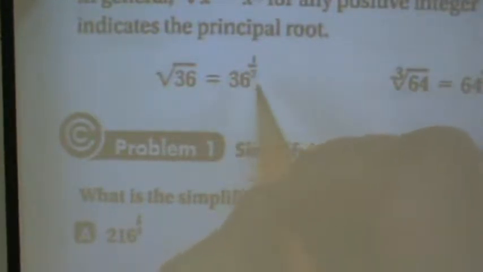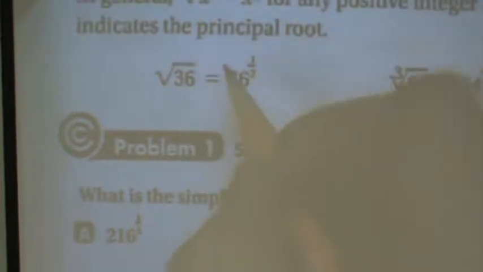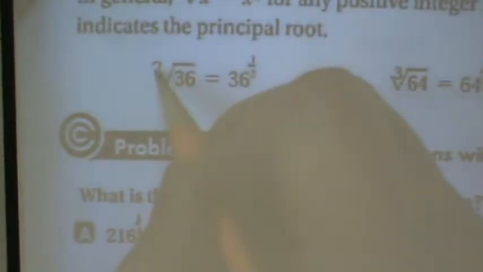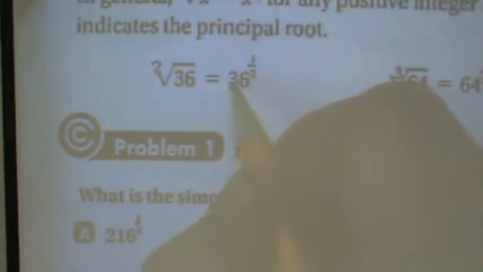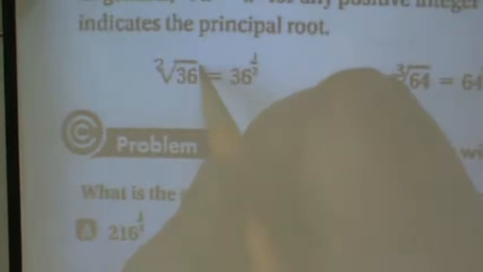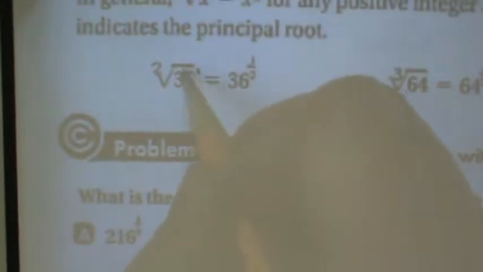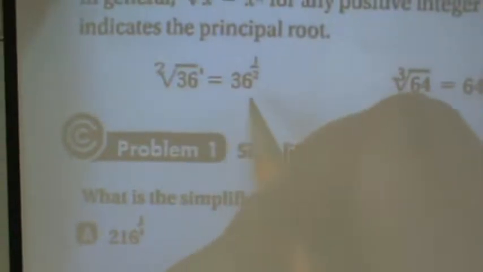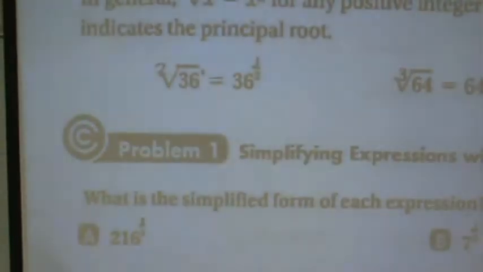Now, where does all this come from? Do you remember? The denominator is the index. And where is the numerator? Where did the 1 come from? It's the power. Do you remember what this number 36 is called? It's the radicand.